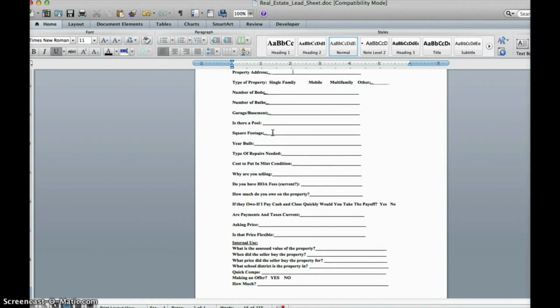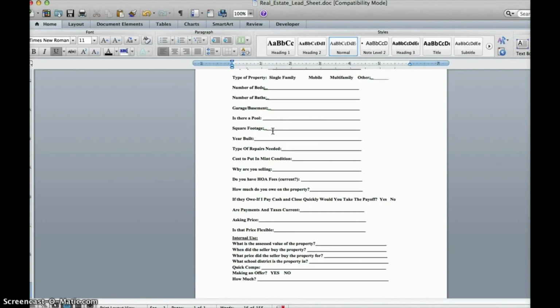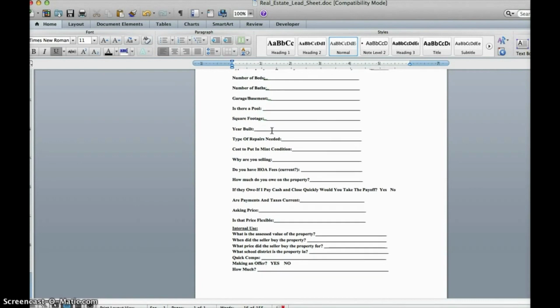A lot of the time the individual owner won't know the square footage, but that's okay. You can look it up on the tax website. A lot of times it'll be on Zillow as well. So if they don't know it, just leave it blank and you can fill it in later. Same with the year built.